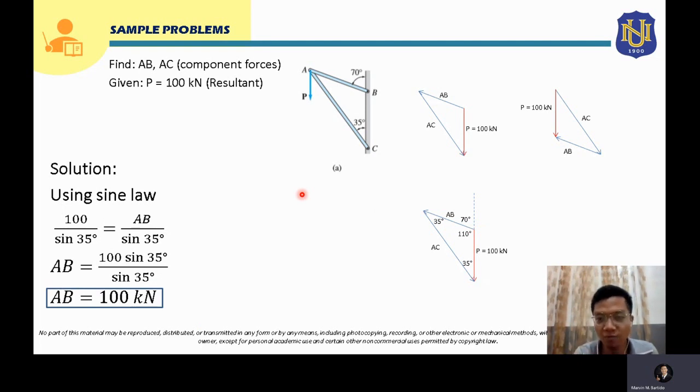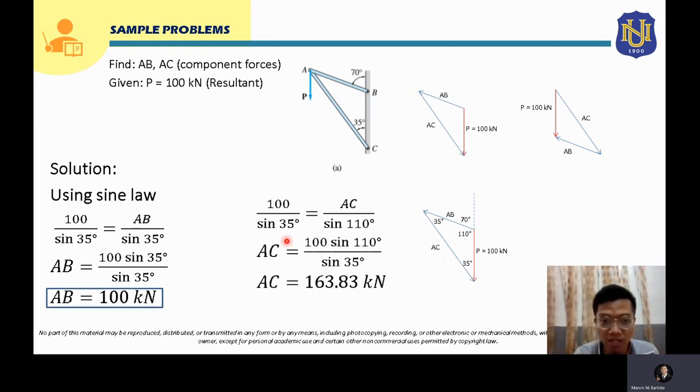Now for the remaining side, which is the side AC, or the component force AC, we can also use sine law to solve that. Using the same side, 100 over sine 35 is equal to the side that you want to solve, which is AC, over sine of the angle that is opposite to the side that you want to solve, which is 110 degrees. Again, solving for AC, we just cross multiply sine 110 to 100. So that will be 100 sine 110 degrees over sine 35.